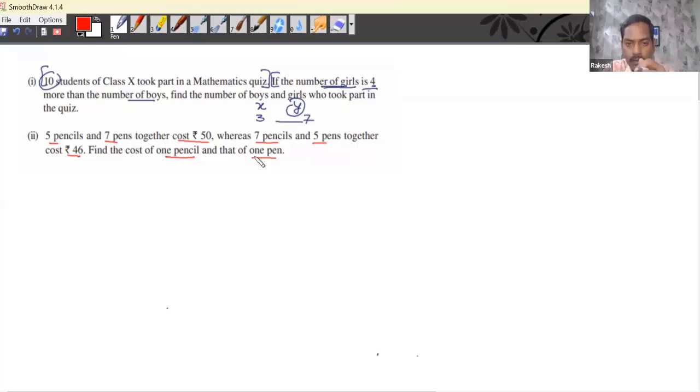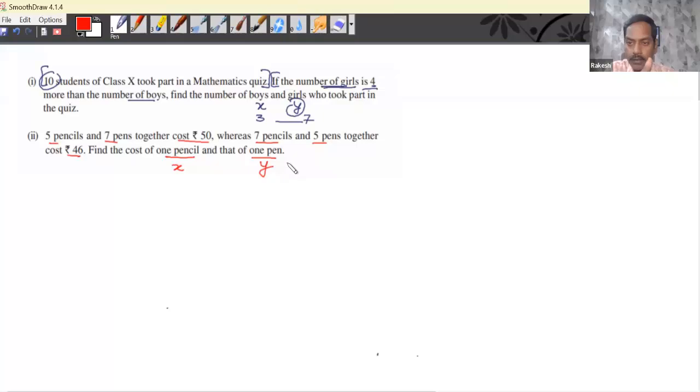Do I know the value of these unknowns? Of course not. So the first thing is that we have to substitute the unknowns with variables. So let me assume that the cost of one pencil is X and the cost of 1 pen is Y. Why am I taking two different variables? Why am I not taking both to be X? Because it's not sure that the cost of one pencil is equal to the cost of one pen, right? It can be, but I'm not very sure. I just want that both are different, so I should be substituting them with different variables.